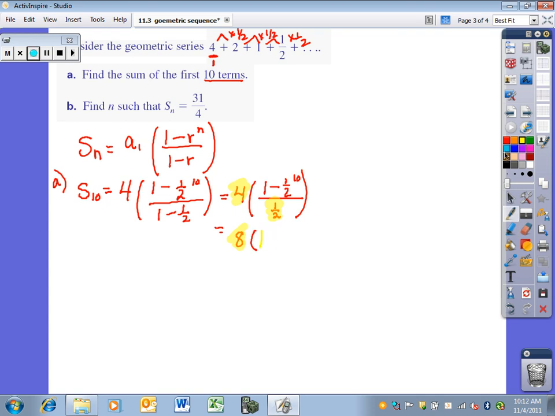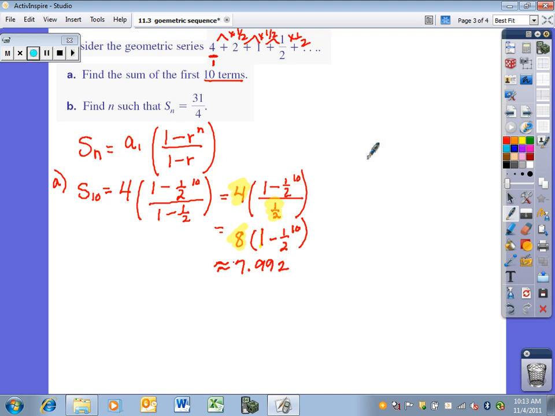1 minus 1/2 to the 10th. Now is when you would use your calculator. So let's do the parenthesis part first. You get approximately 7.992. So the sum of the first 10 terms is about 7.992.